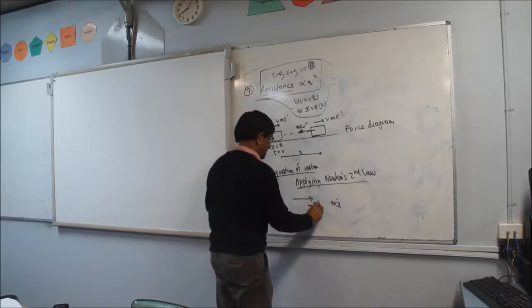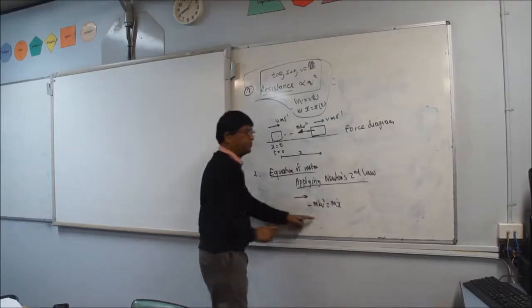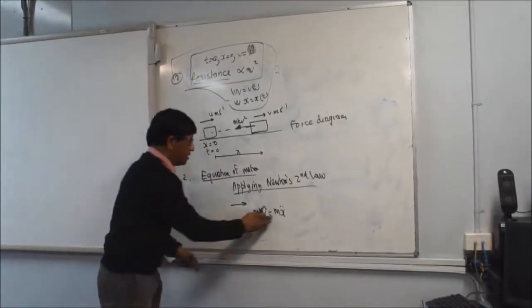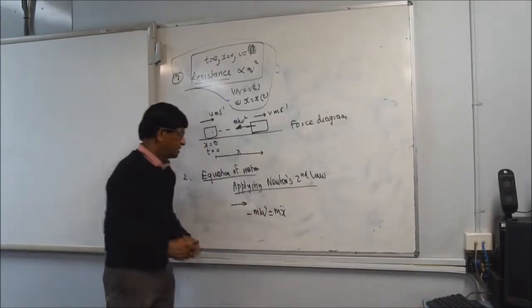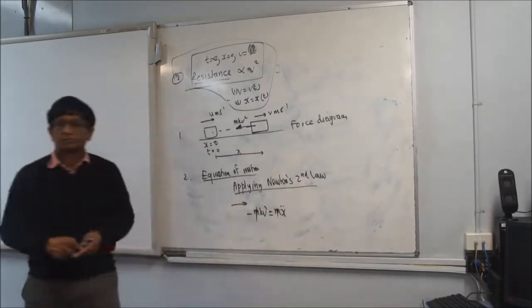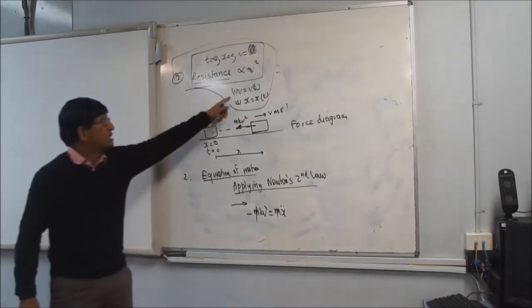Minus mkv squared equals this. In that direction, the force is negative because the force is acting in this direction. So beware of which symbol, plus or minus, you use. Can I go from here? So get velocity in terms of time.